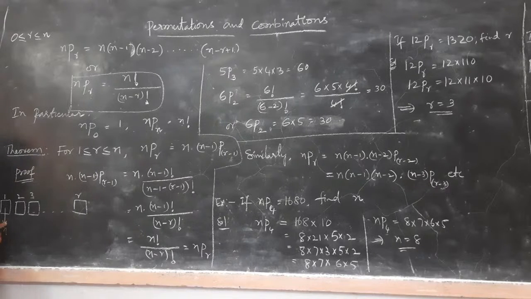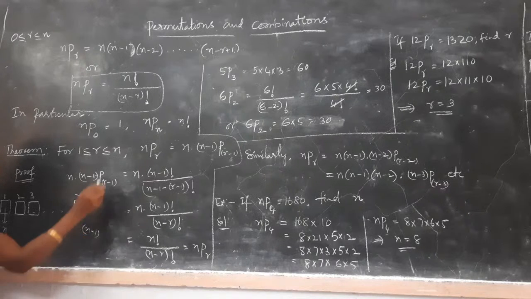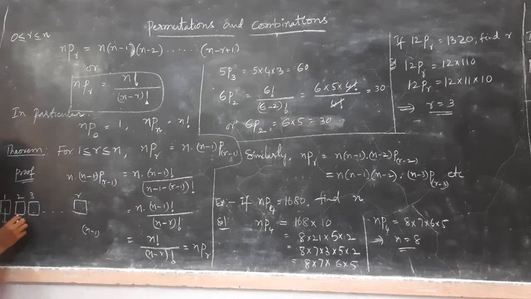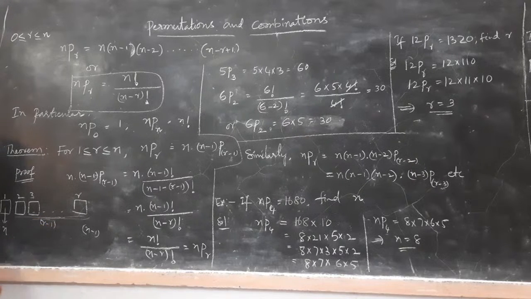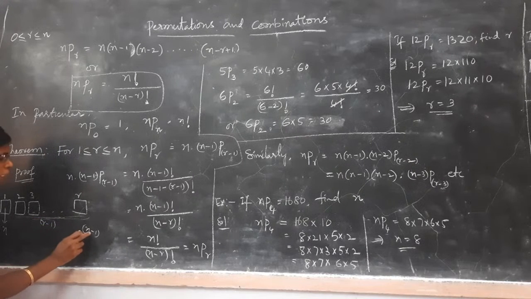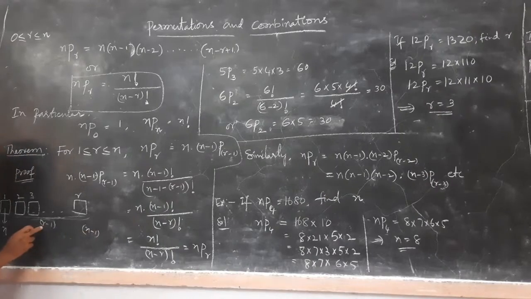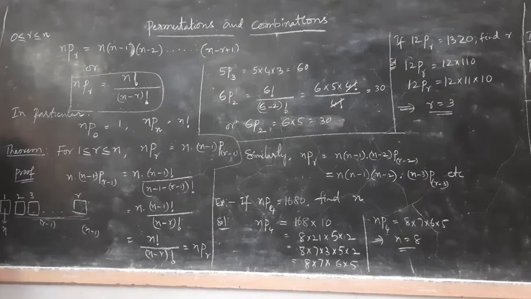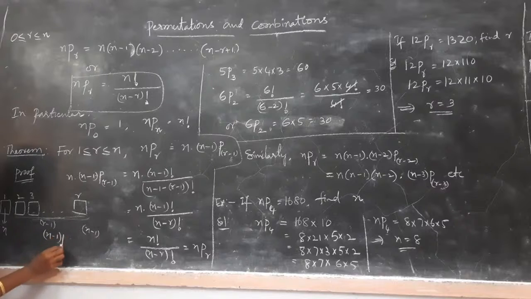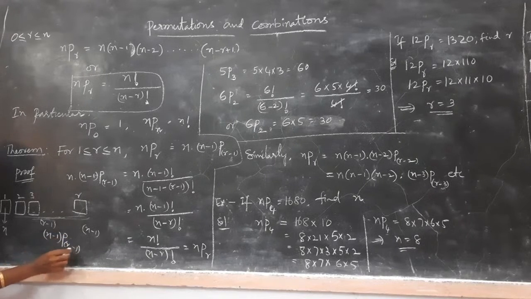Okay. So after this, we have n minus 1 things left over, and how many blank places are there still? R minus 1 blank places. So we have to fill these r minus 1 blank places using n minus 1 dissimilar things. So this can be done in n minus 1 P r minus 1 ways.